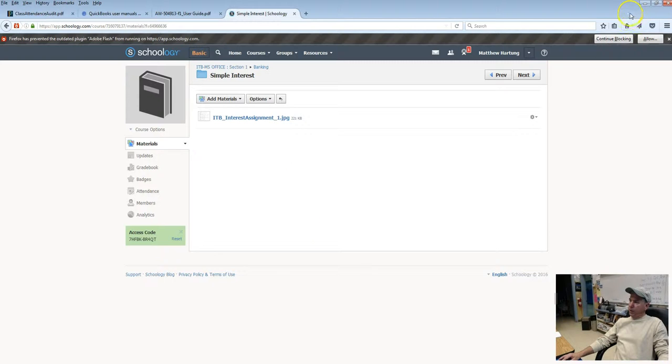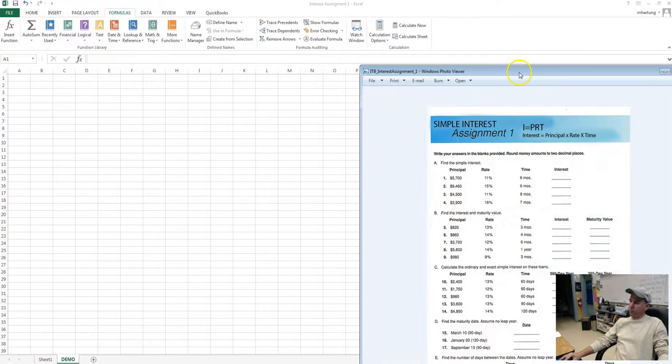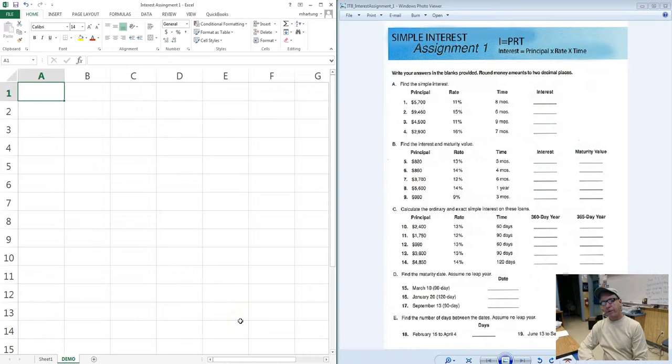And when you finish that, what you will have is this document right here. And that's the one you need. Simple interest. And then come on back and we will continue. Once you have that open, go ahead and open a blank Excel worksheet and name it Interest Assignment 1. And get that saved into your Dropbox.